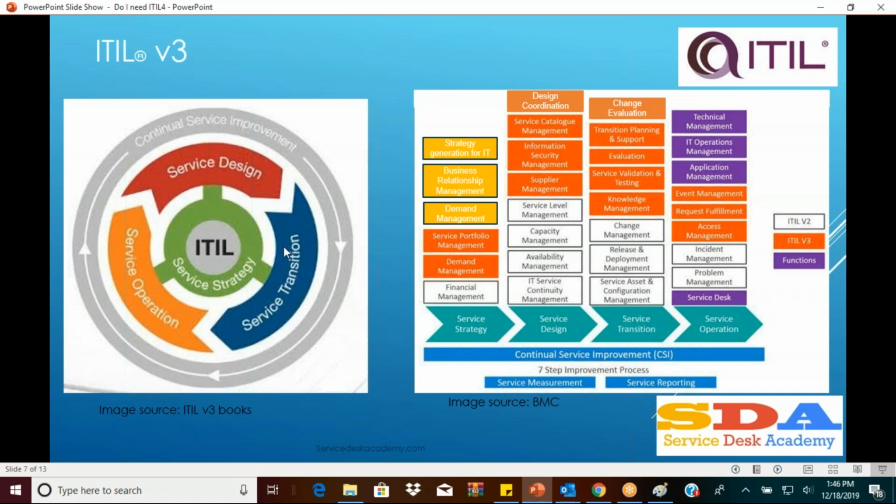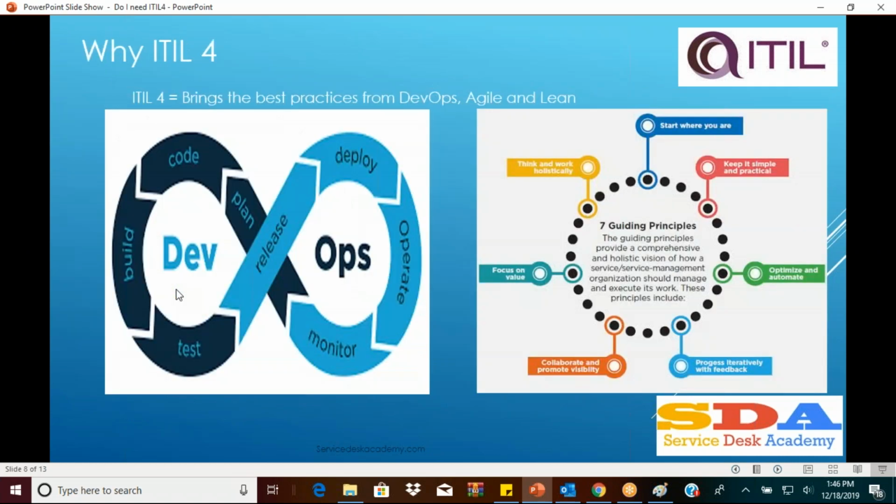So strategy has been designed, transitioned into operations, but it cannot go back. So you're wasting a lot of time, and you're wasting lots of costs, right? So this was more like a traditional waterfall approach. So ITIL 4 in 2019, that is in February, right? So ITIL V4 has been launched, imbibing the best practices from DevOps, Agile, and Lean.